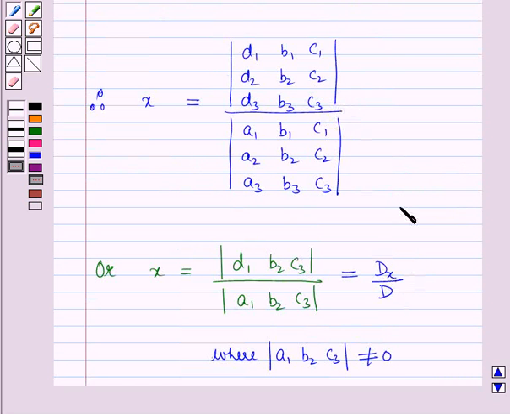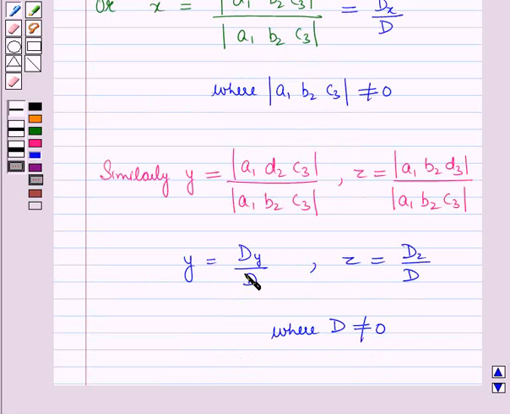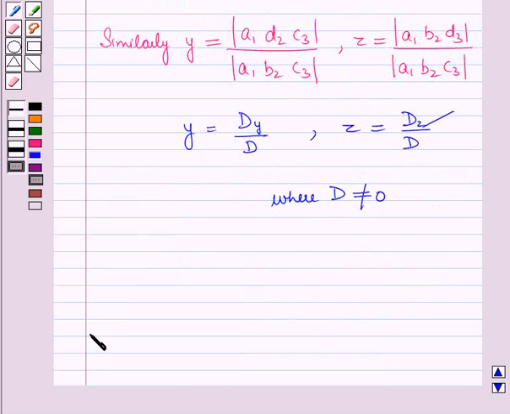And the determinant Dx is obtained from the determinant D by replacing the x coefficients a1, a2 and a3 by the constant terms d1, d2 and d3. Similarly, the determinant Dy is obtained on replacing the y coefficients by the constant terms, and the determinant Dz is obtained by replacing the z coefficients by the constant terms. Now, Cramer's rule can be used in exactly the same way to solve a system of n equations in n unknowns.